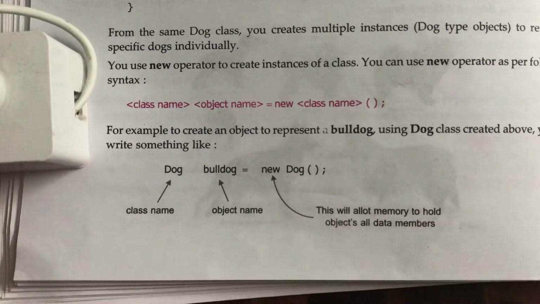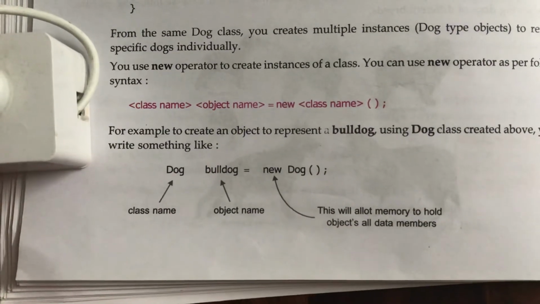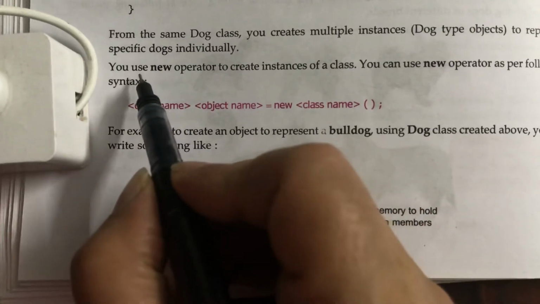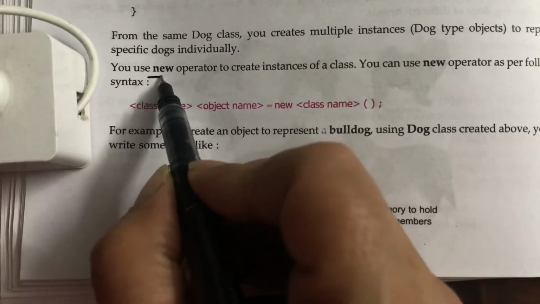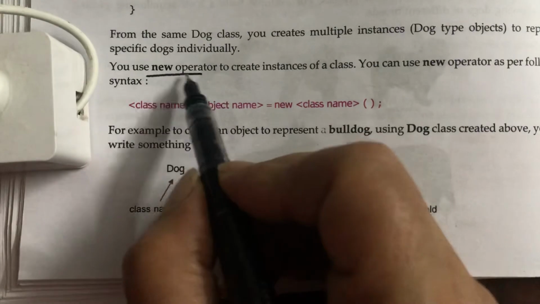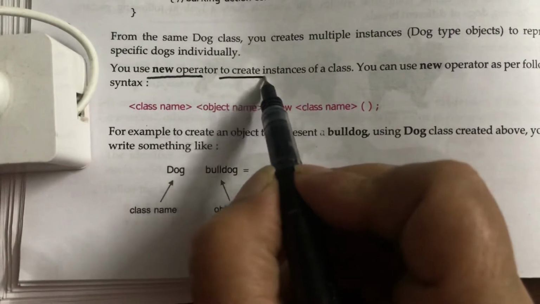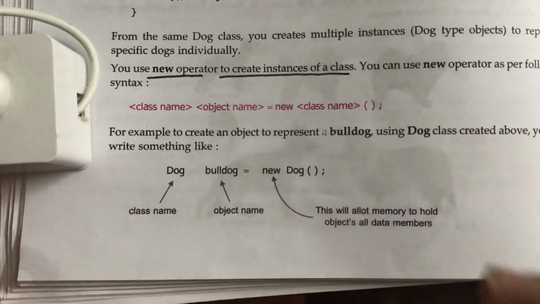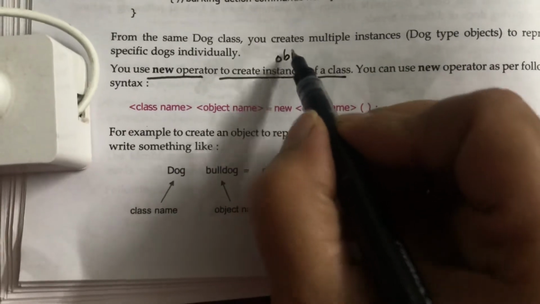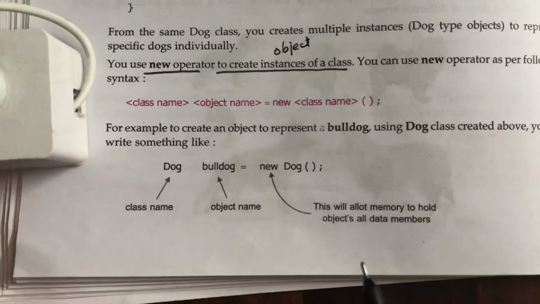Welcome children. So, something about the new operator. Just mark this line. You have to learn only this much. What is the function of the new operator? The new operator creates instances of a class. This is the answer. That means an object of the class.